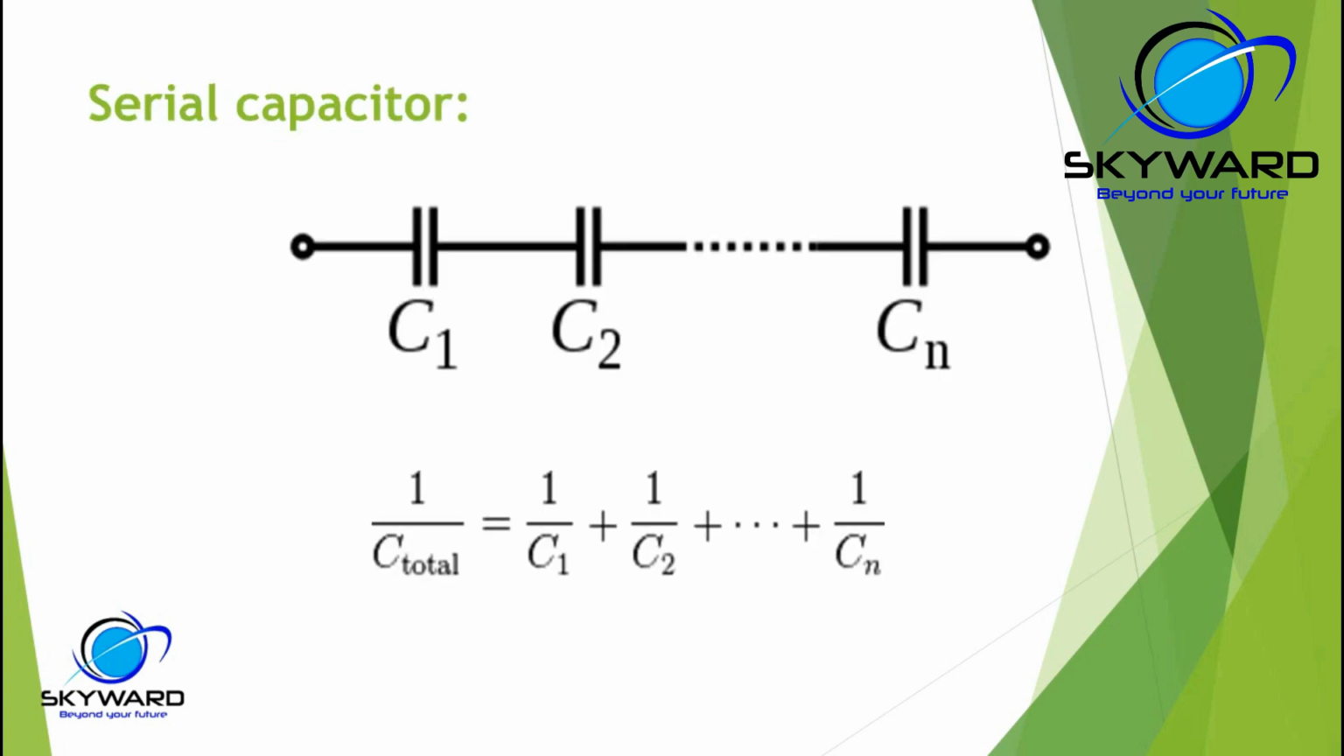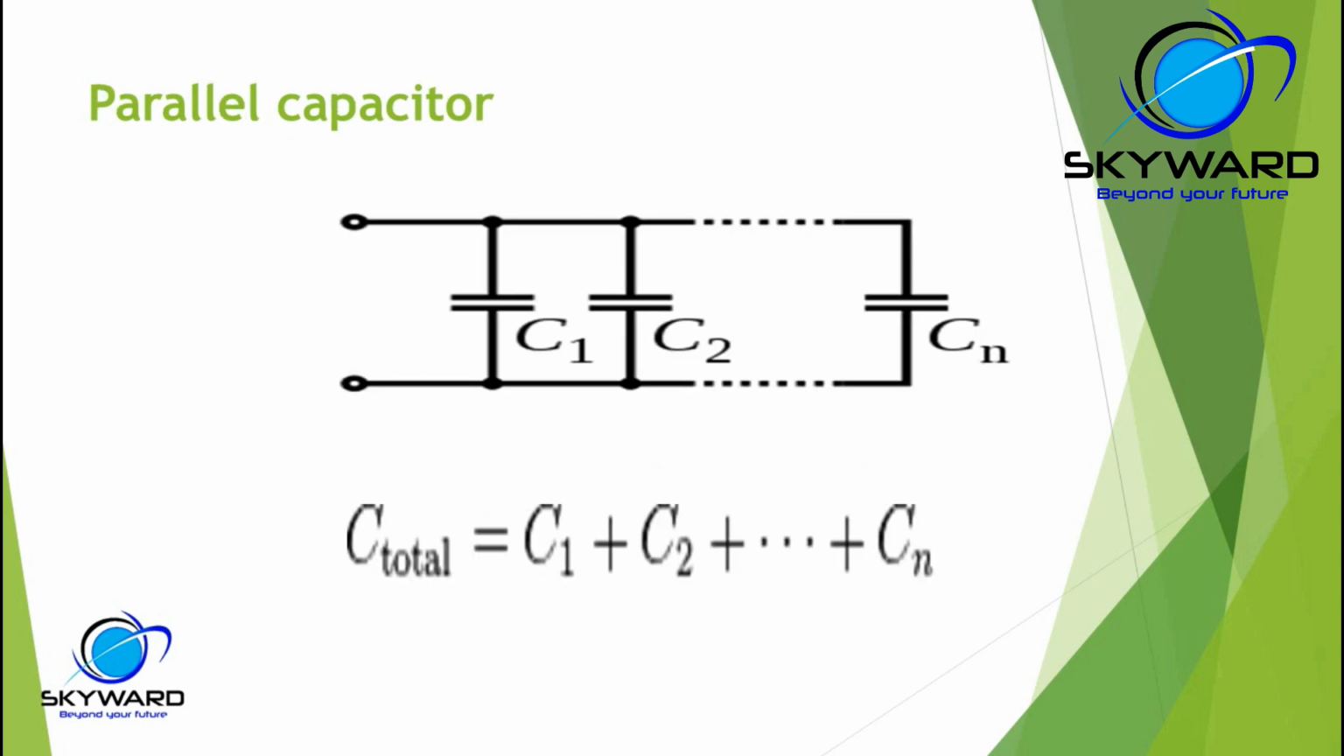Okay, in series, as I told you before, the capacitor values get divided. You see the formula. But in parallel the values are added.